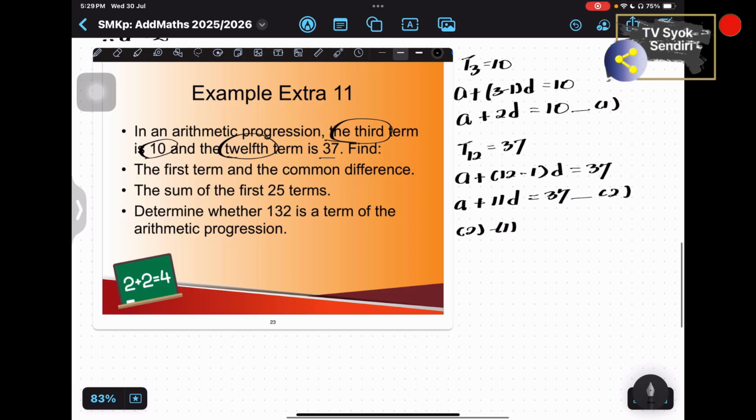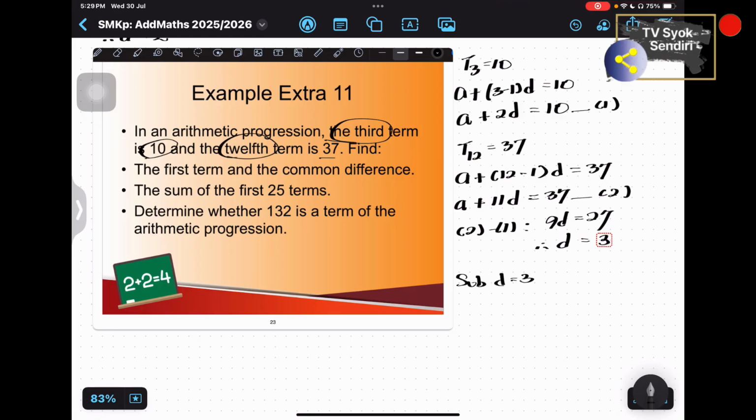Same thing, we're going to do equation 2 minus equation 1. So A minus A, normal A. 11 minus 2, I get 9D. 37 minus 10, I get 27. So my D will be equal to 3. Yeah, my D will be equal to 3. Yay, congrats, we managed to find our D already.